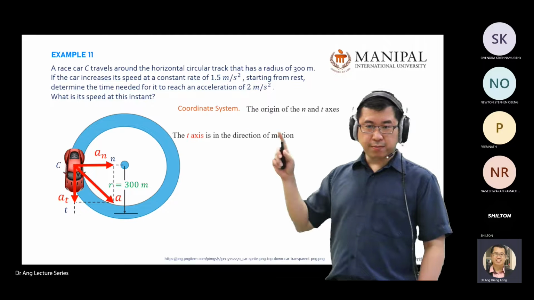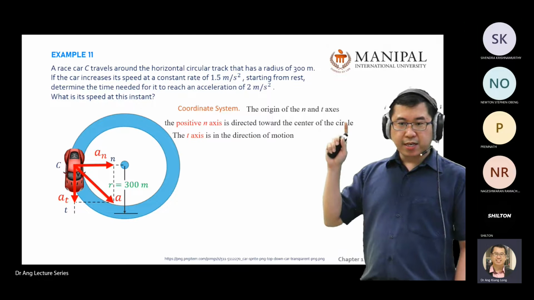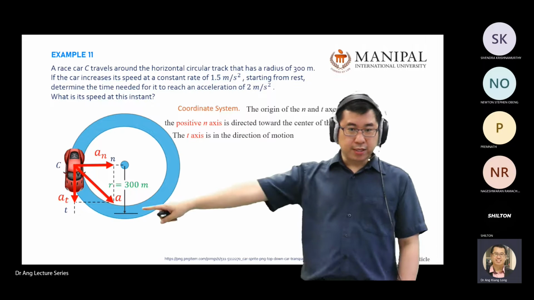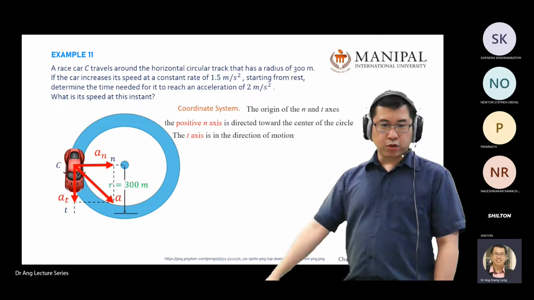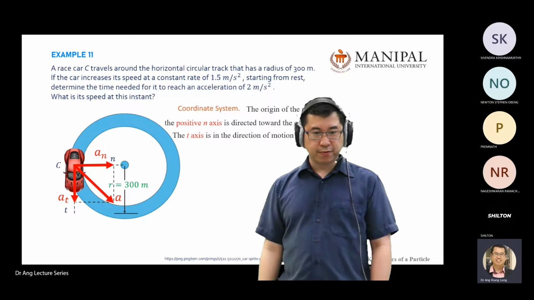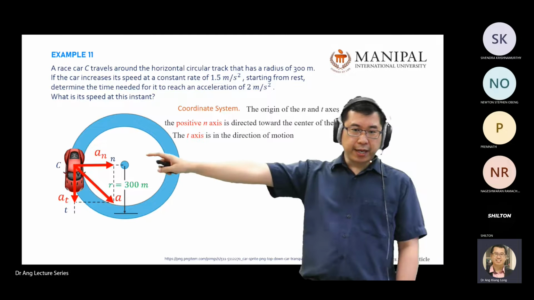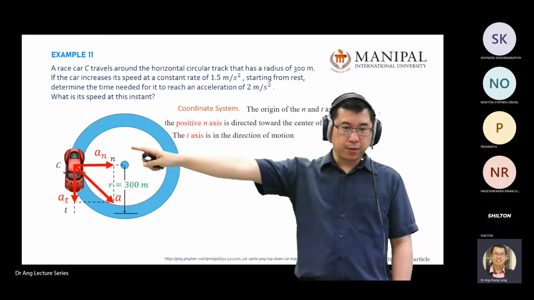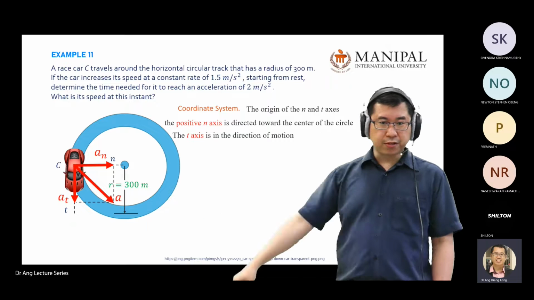So for the coordinate system, I label my origin, my N and T axes. Why are the N and T axes so important? Because they give you the positive value of your calculation. That's why my T axis always follows my motion direction. I do not go against my object's direction because I want to give all my answers in positive. My normal component always points to the center of my curvature. In this case, we have a perfect circle.